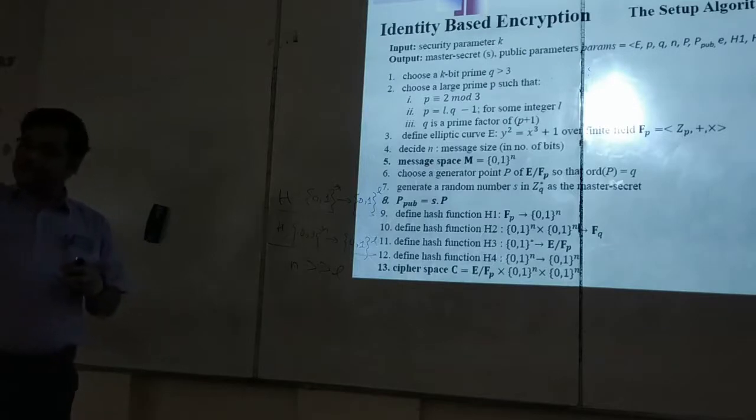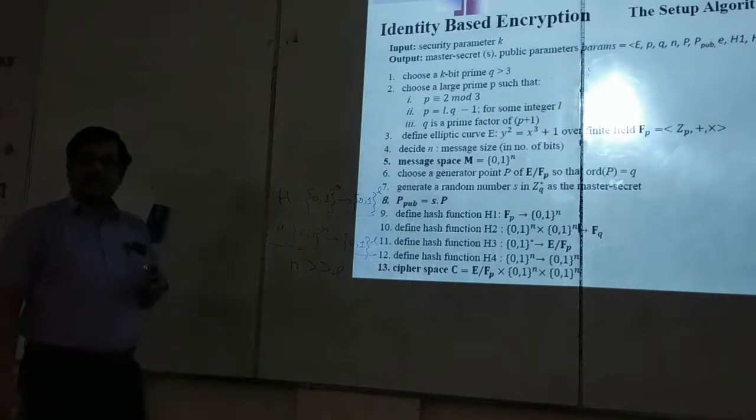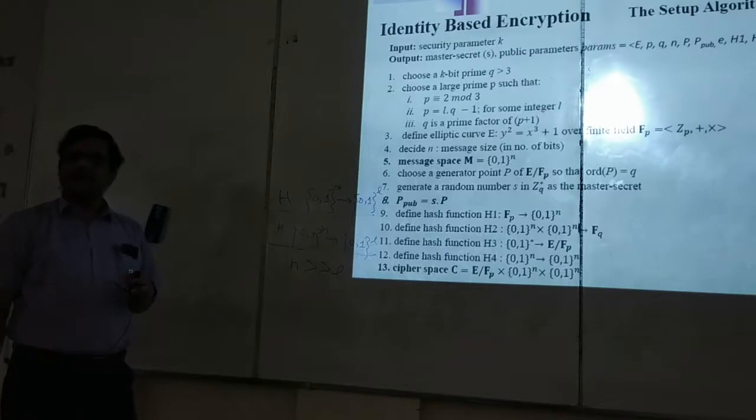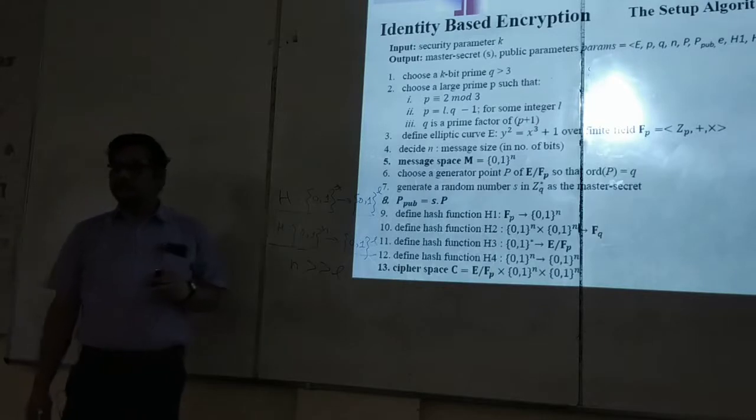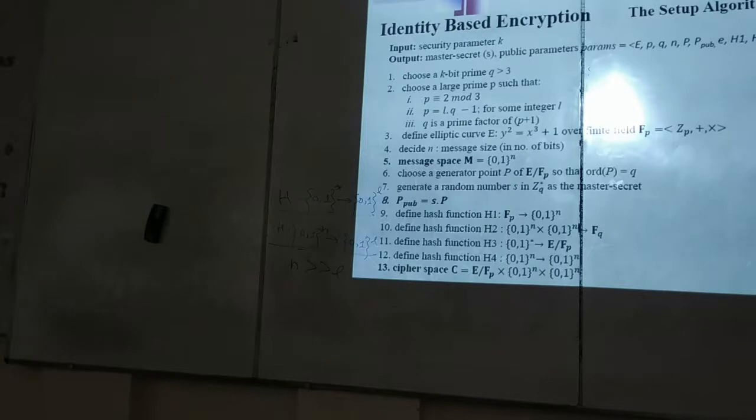Now, however, any function which takes an n-bit string and produces an L-bit string is not, of course, a hash function. A hash function must satisfy some properties, otherwise it is not a hash function. What are the properties? Can anyone tell me? All of you, I think, have done a course on cryptography. There are three properties: pre-image resistance, second pre-image resistance and collision resistance. What is pre-image resistance?